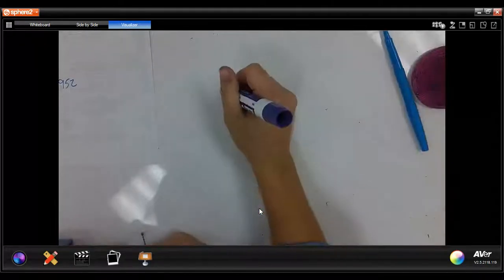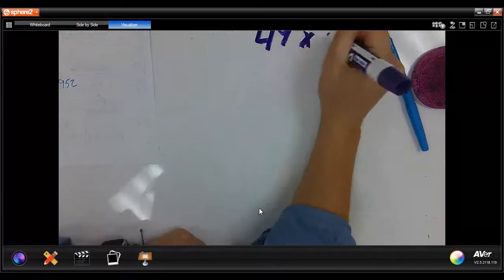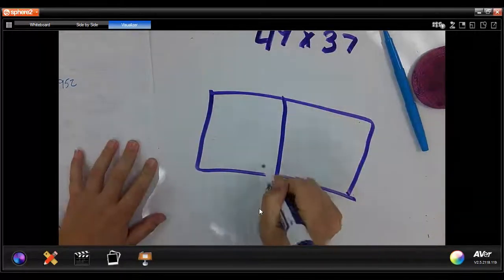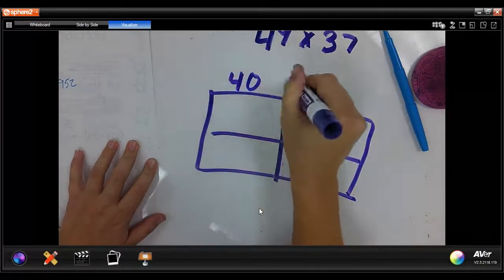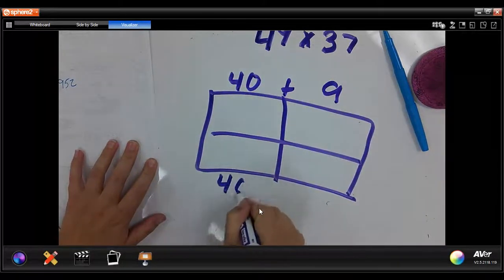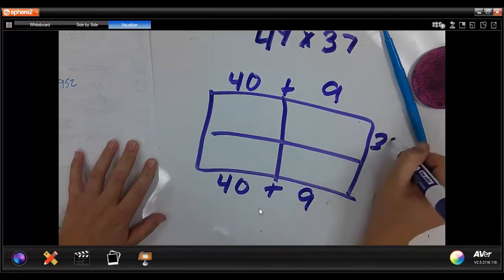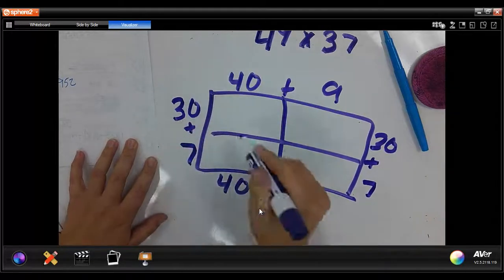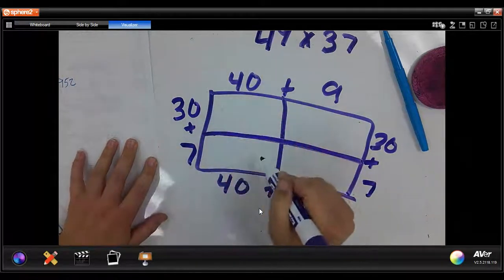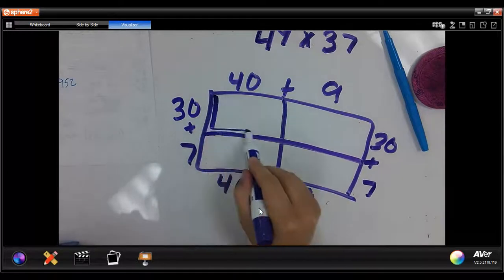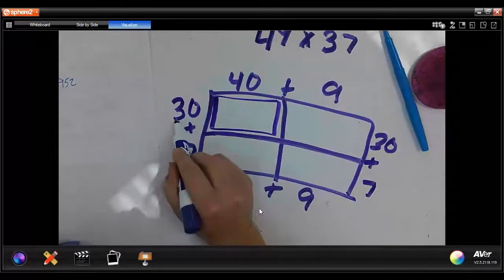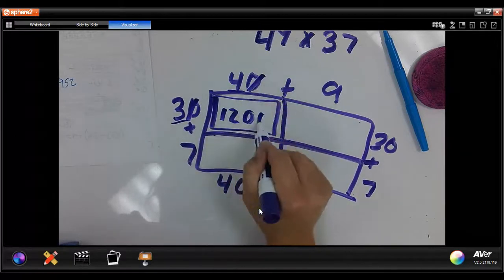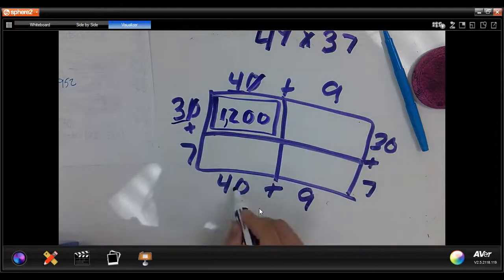We will review the area model. So 49 times 37. 2-digit by 2-digit calls for a 2 by 2 array. Putting the numbers in expanded form on the top and on the side. Multiplying each of the areas of the boxes and then adding them up. So the area of this box is going to be 30 times 40. 3 times 4 is 12. 1, 2 zeros. 1,200.